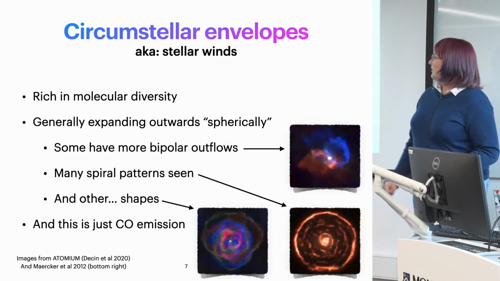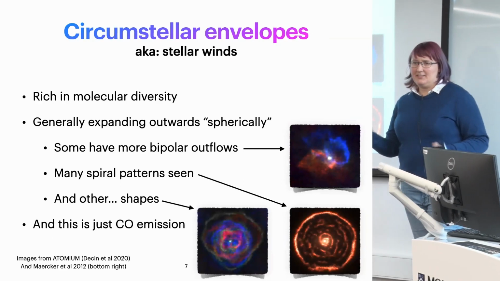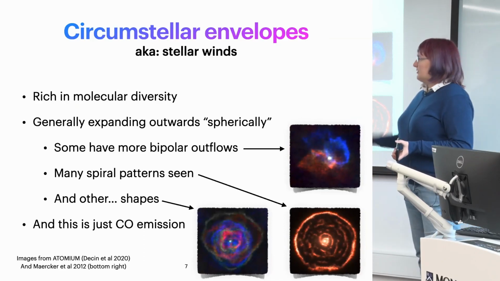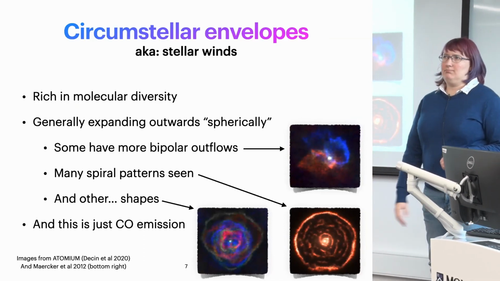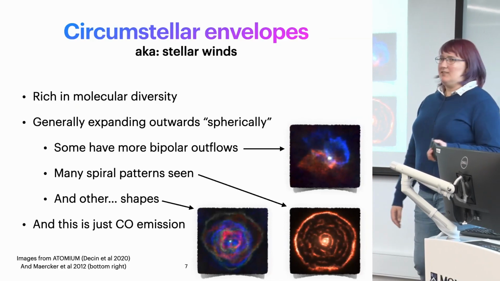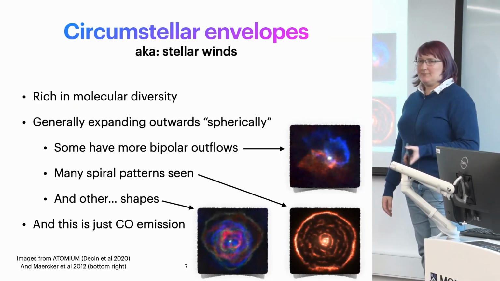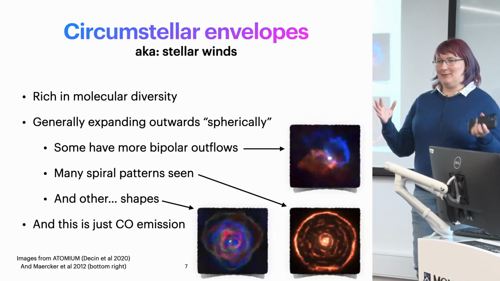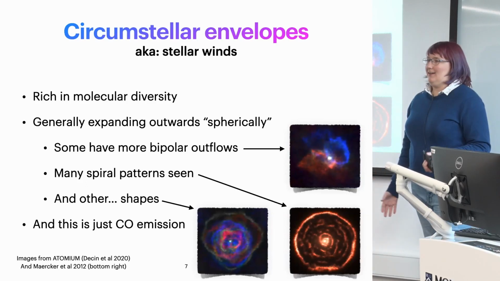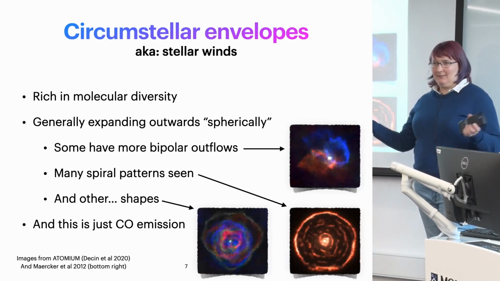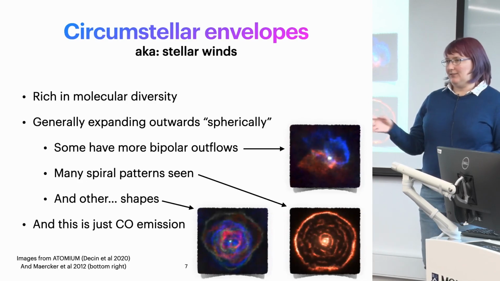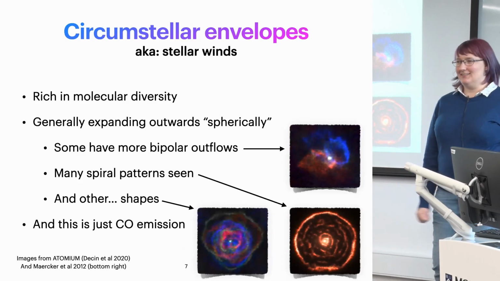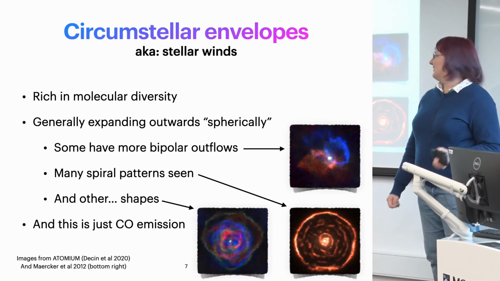So, circumstellar envelopes, interchangeably, we sometimes call them stellar winds, but generally we're talking about the same thing here. They're very rich in molecular diversity. Something like 80, 100 molecules have been discovered by now in circumstellar environments. We generally think of them as expanding outwards in a spherical way. ALMA, which is a fancy big telescope in Chile, which I use a lot of data from, has shown us that basically nothing is spherically symmetric. So, concerning, but also interesting.